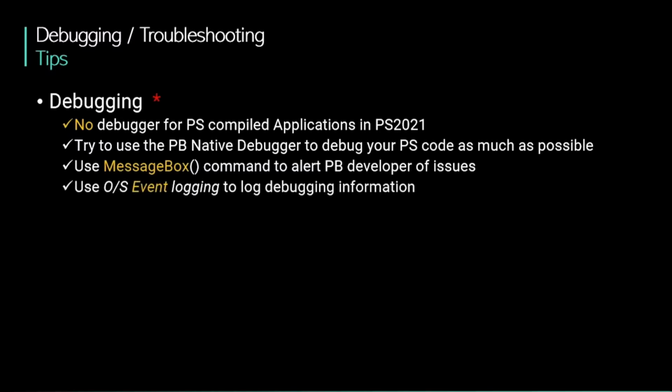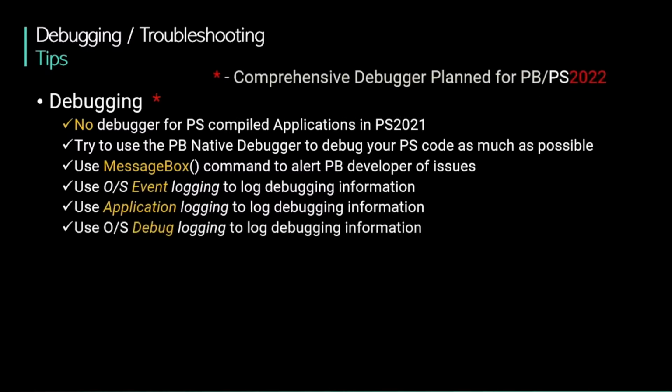Use the OS event log to actually log debugging information. Use the application logging to log debugging information. Or use the actual operating system debugging log for debugging information. However, notice that the last 3 points are not supported in native PowerBuilder.